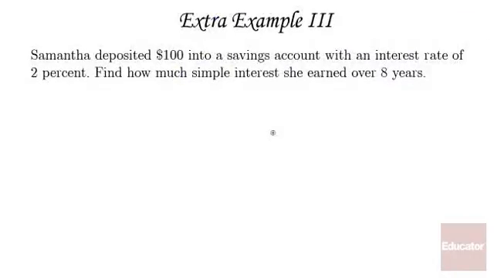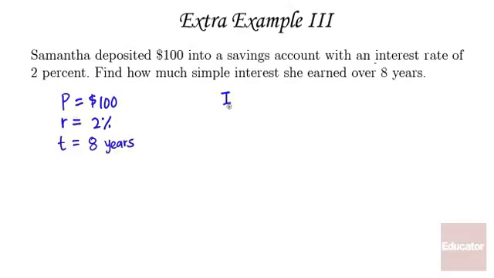The next example, Samantha deposited $100 into a savings account with an interest rate of 2%. Find how much simple interest she earned over 8 years. Okay, so she took $100 into the bank. That's 100. The interest rate is 2%. So the rate R, it's not I, even though it's interest rate, it starts with an I, but it's the rate, is 2%. How many years? The time is 8 years. That means she put in $100 into the savings account for 8 whole years. She left it in there for 8 years, so that bank had to pay her for all 8 years.